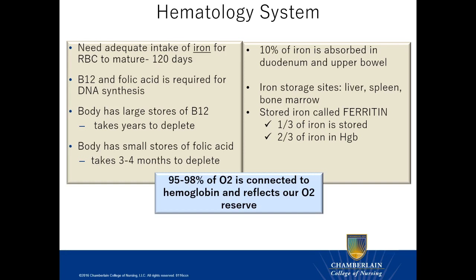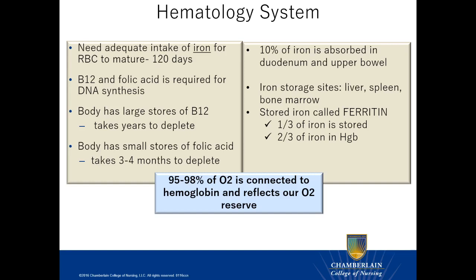The body has large stores of B12, so it'll take a long time to deplete B12, but it has only very small stores of folic acid, so they deplete very quickly. So folic acid deficiency may be seen a little more frequently as a result.